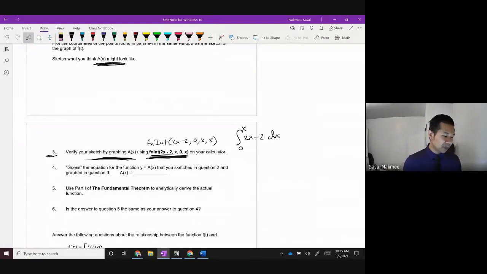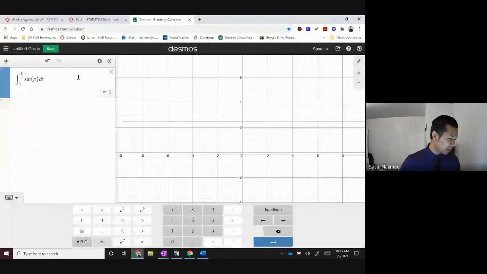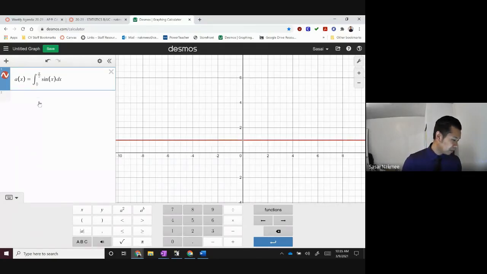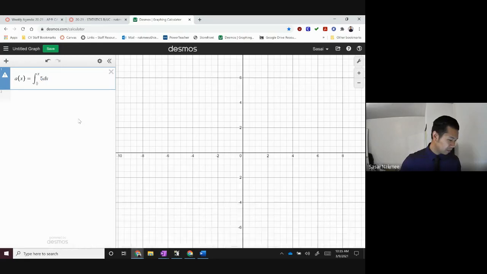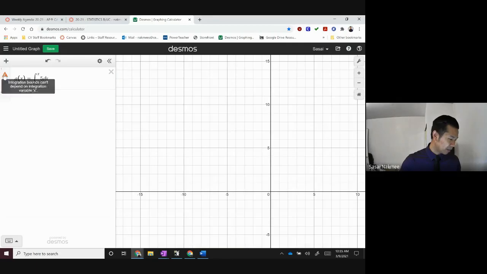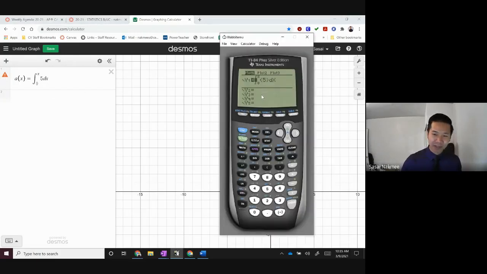If you're doing this on Desmos, I believe this will graph it on Desmos. Let me see here. Hold up a second. Give me 1 second here. Will it do it? Sadly, it will not. So Desmos is actually not going to graph this for us. Integration bounds can't be dependent on the integration variable x. Yeah, so it won't do it. It'll only do it on your TI calculator. So just a heads up on that one. So it doesn't look like Desmos would do that.